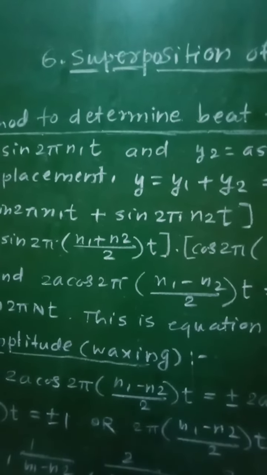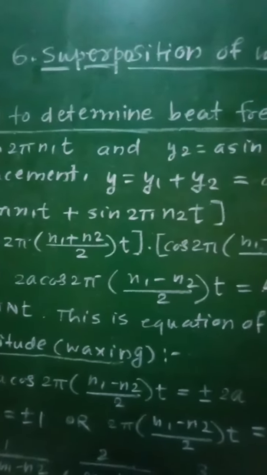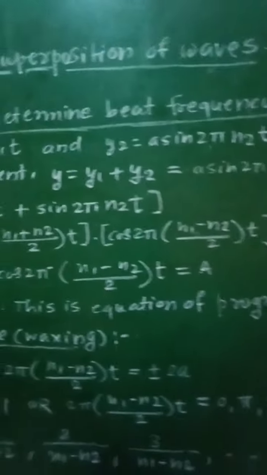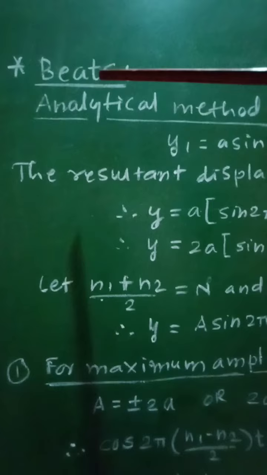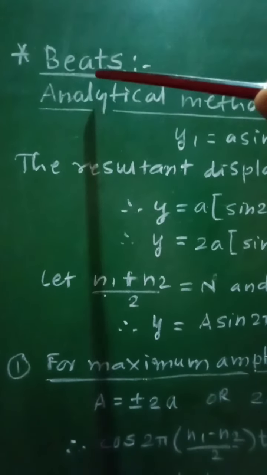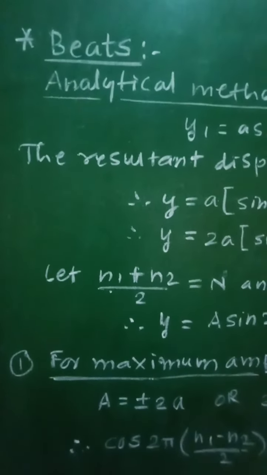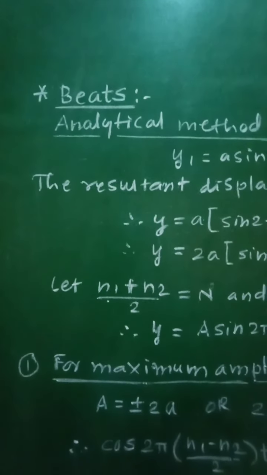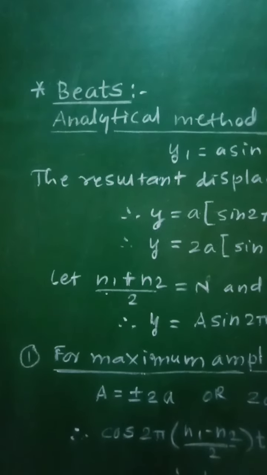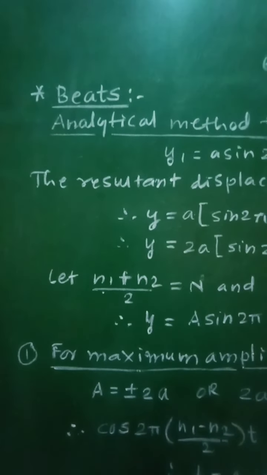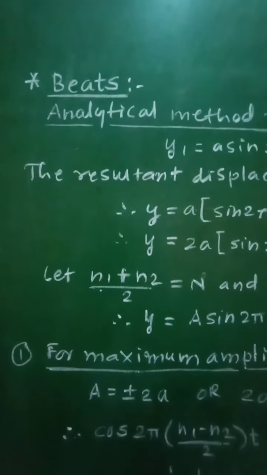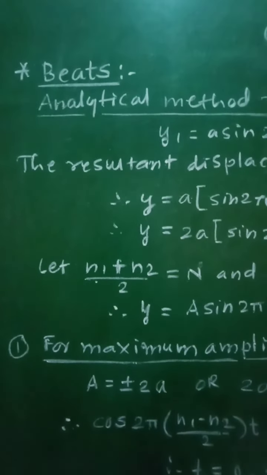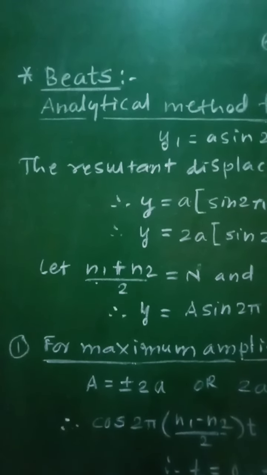Class 12th, subject physics, 6th chapter, superposition of waves. From this chapter, let us see beats, that is, what are beats and how these beats are formed. The phenomenon of beats is based on the principle of superposition of waves. That means the phenomenon of beats takes place due to the principle of superposition of waves. Now actually how are the beats formed?